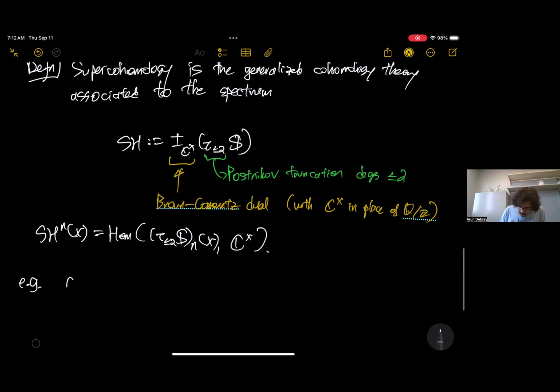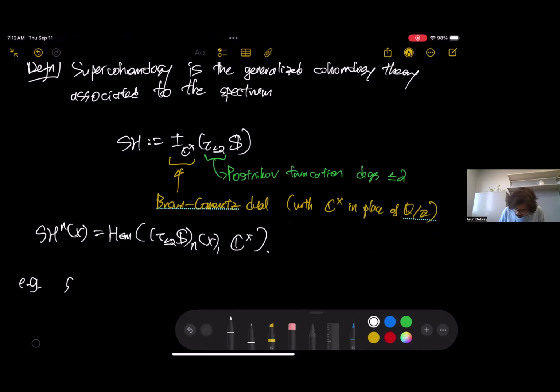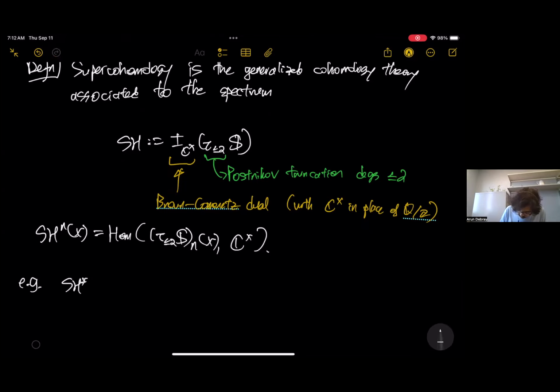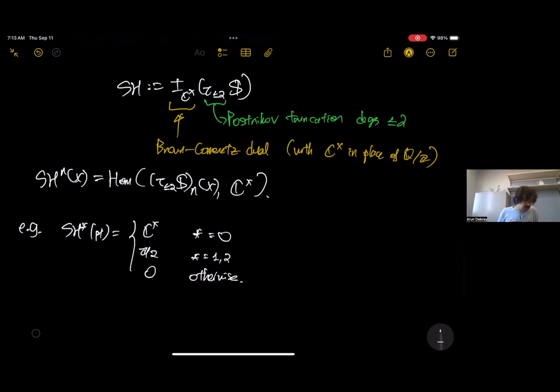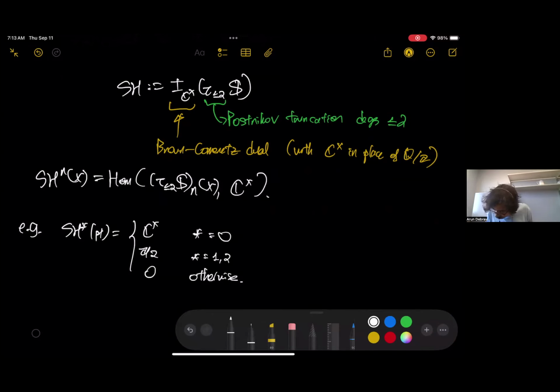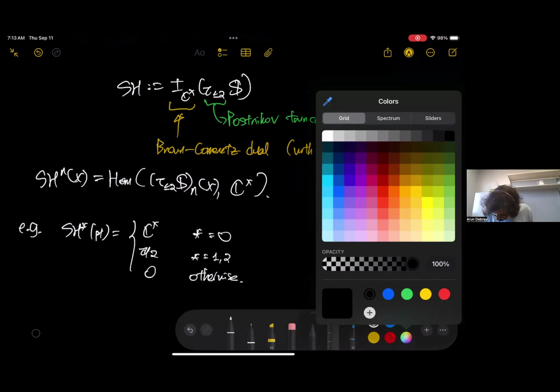So as an example, what is the supercohomology of a point? Well, we've got a C* in degree 0. We've got Z/2 in degrees 1 and 2, and we've got 0 otherwise. So this is a nice spectrum to have. I do want to give you one warning.